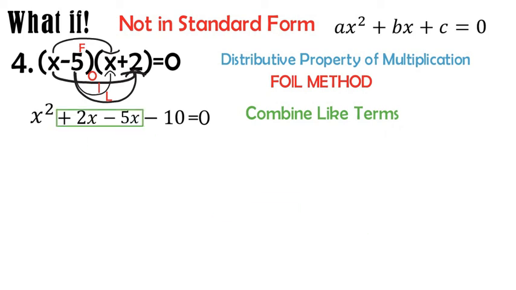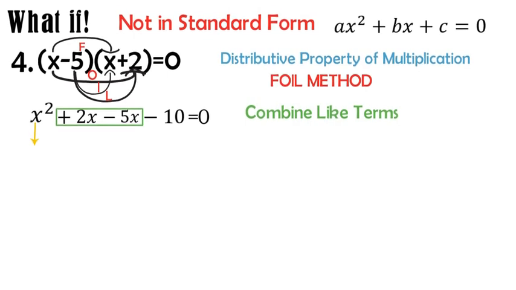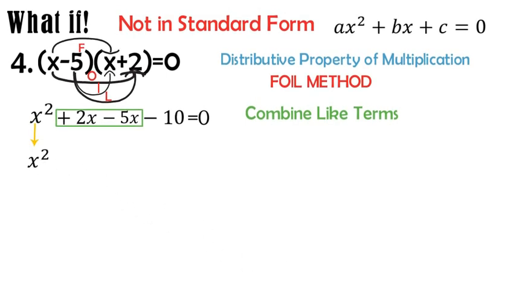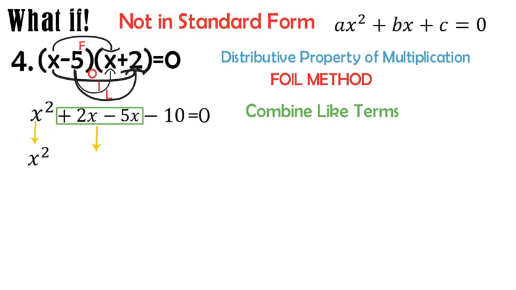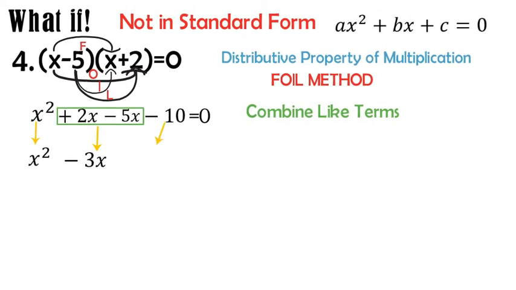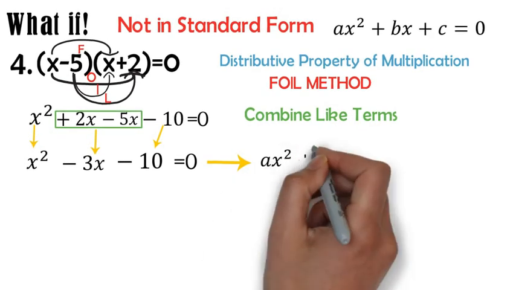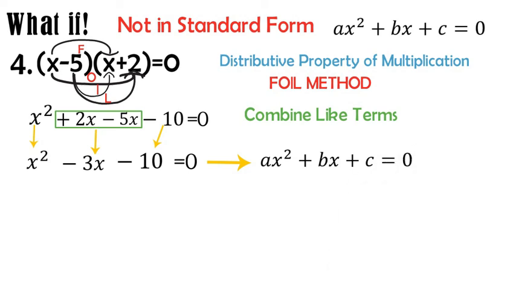So, we have linear terms. That is positive 2x and negative 5x. For like terms, what we do is subtract. Let's first write x squared. Then, we subtract 2x and 5x, which becomes negative 3x. Follow the sign of the bigger number. 5 is bigger than 2. Then, just bring down negative 10, that is equal to 0. And that is now written in standard form.